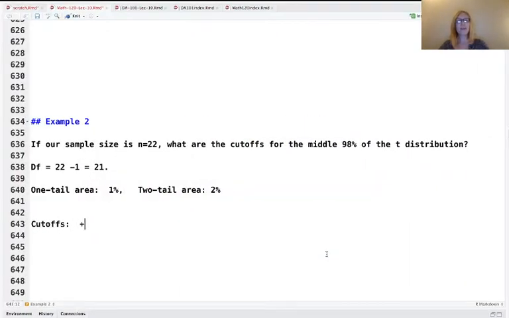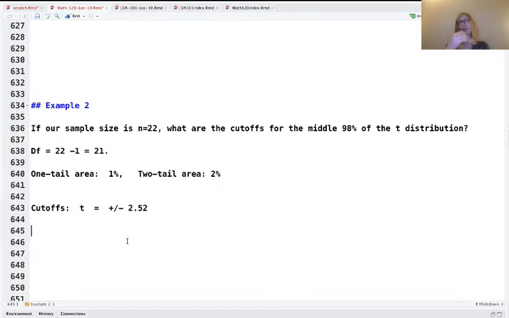Our cutoffs here are plus or minus 2.52. And that's it. That's all there is to it. It's pretty easy to look these things up. It might seem a little weird at first because it does look different than the normal distribution, but it's the same sort of idea. I think the t-distribution is almost even easier to use because it really only tells you the cutoffs that you're interested in. You can just look it up directly and see what they are.